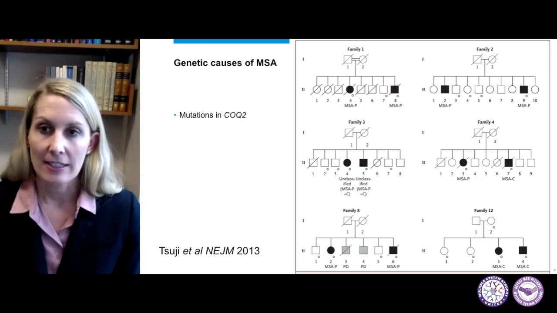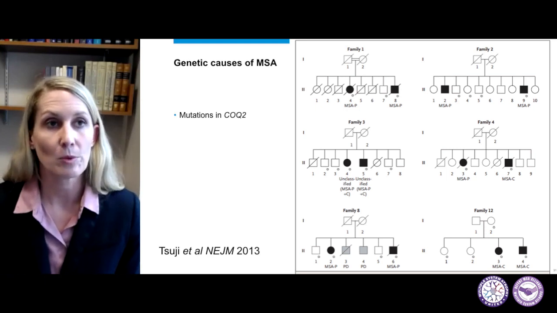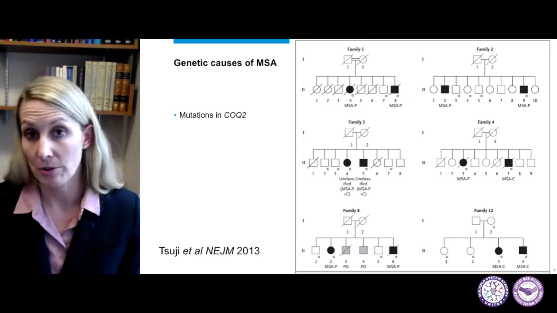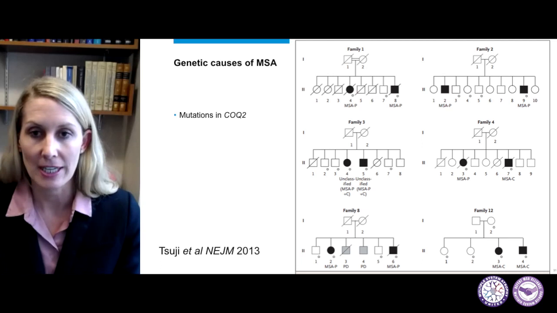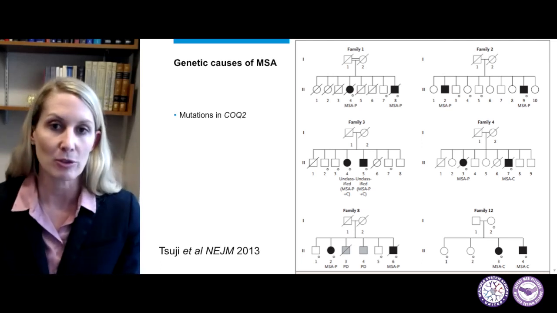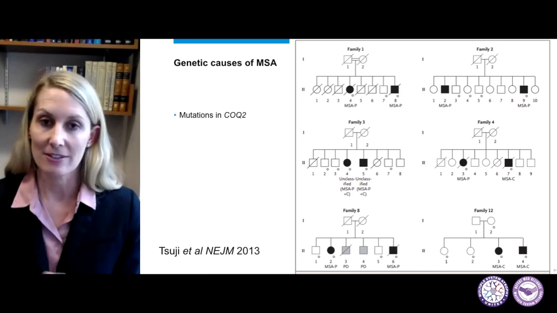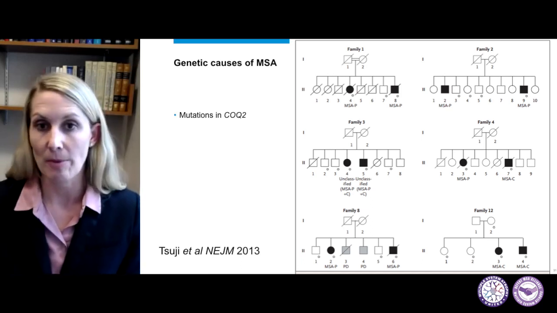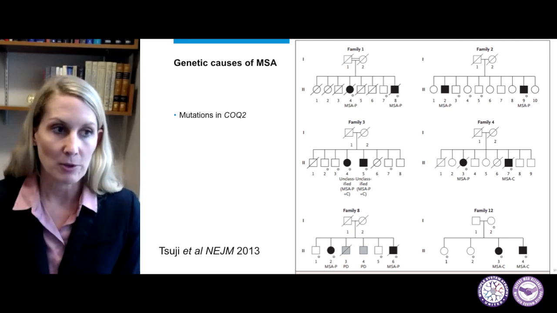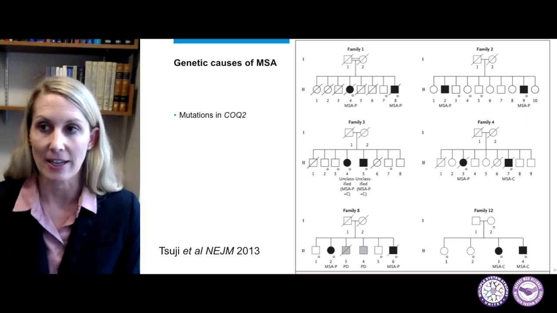And I think this was a really great advance. We've looked at it, or other groups have looked at it, in our North American population and the European populations, and we do not find these mutations specifically linked to multiple system atrophy. But this does suggest that in this Japanese population, mutations in COQ2 may put individuals at increased risk for MSA.